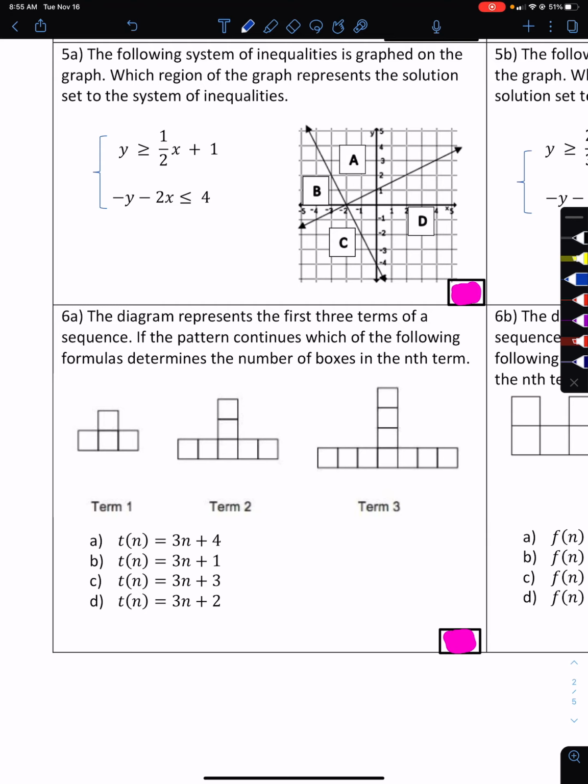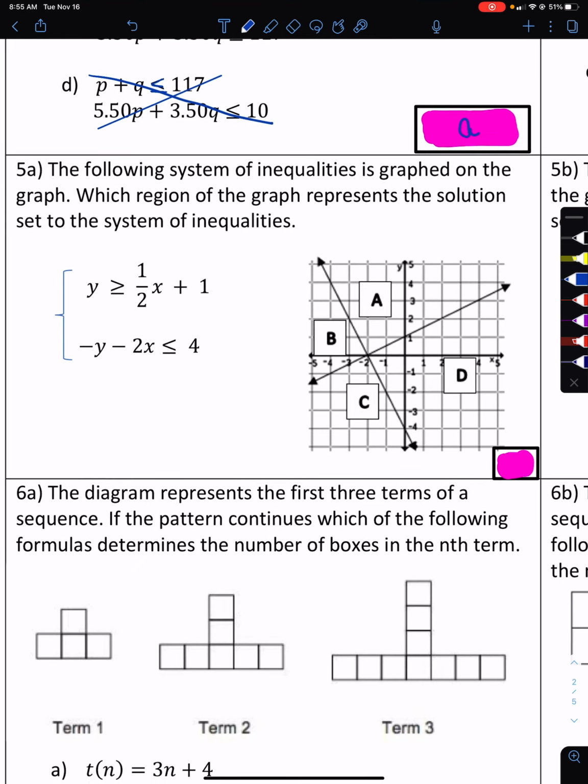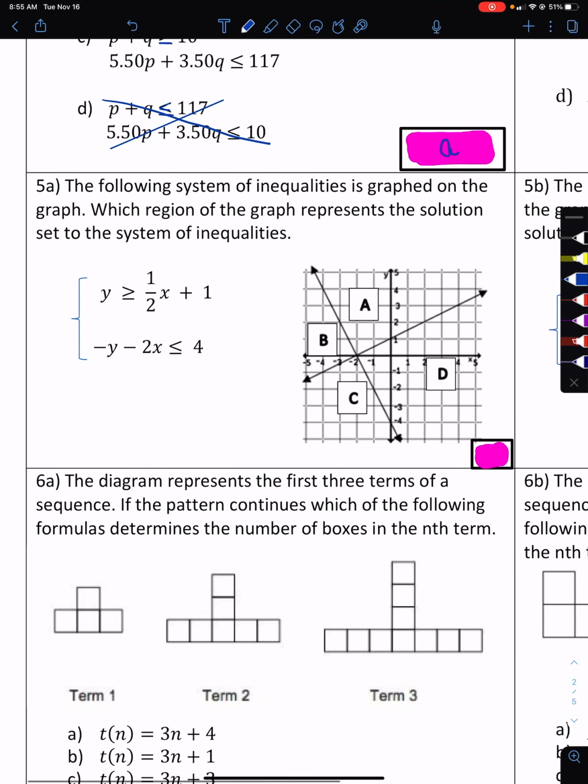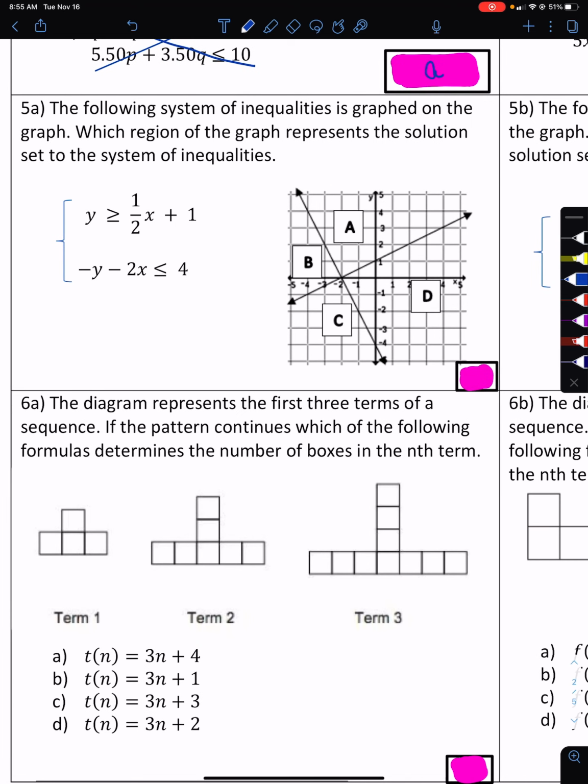Okay, 5A. The following system of inequalities is graphed on the graph. Which region of the graph represents the solution to the system of inequalities? First off, remember, whenever we're graphing, our systems need to be in slope-intercept form. A is already in slope-intercept form, but with the second equation, we've got to move that negative 2x to the other side, and then we have to divide everything. So let's do that first.